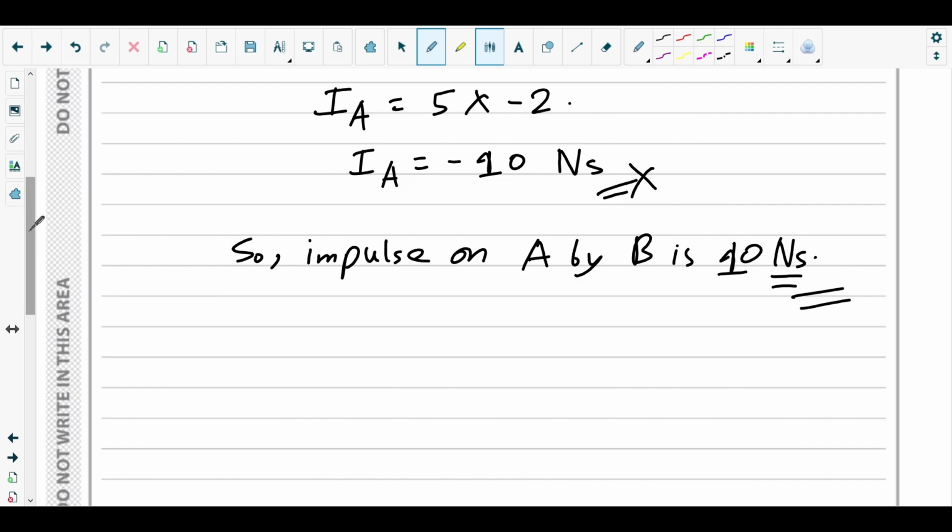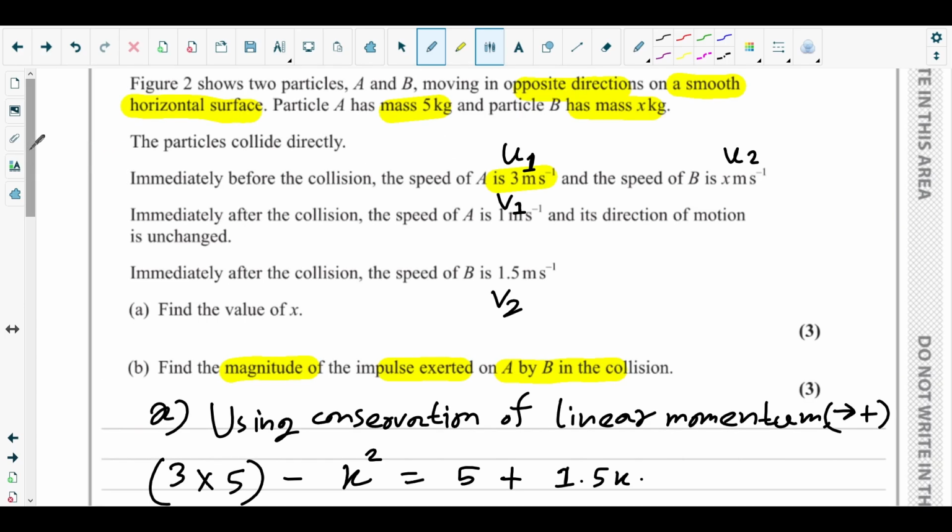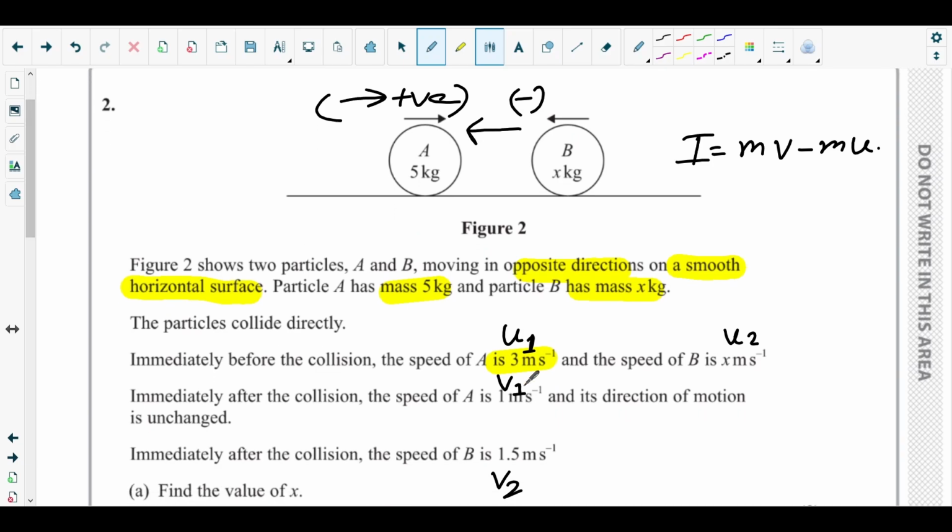Okay, so that was all about question number 2 from the January 2024 M1 paper.